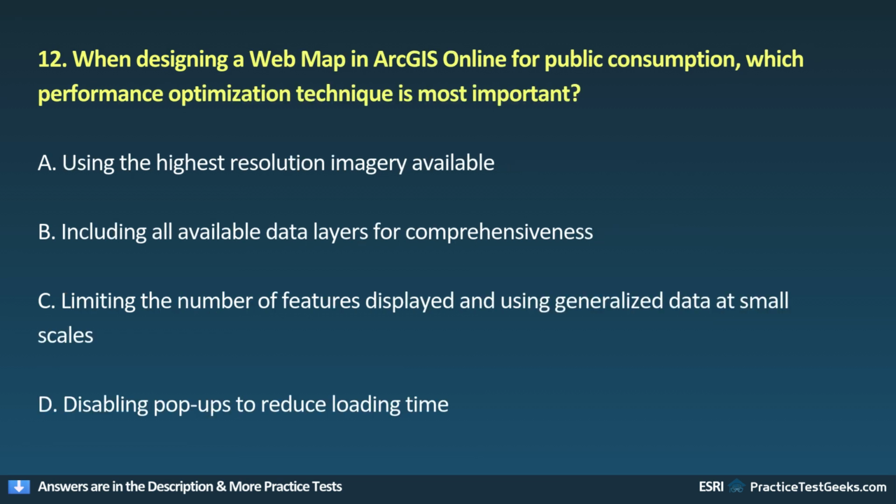12. When designing a web map in ArcGIS Online for public consumption, which performance optimization technique is most important? A. Using the highest resolution imagery available. B. Including all available data layers for comprehensiveness. C. Limiting the number of features displayed and using generalized data at small scales. D. Disabling pop-ups to reduce loading time.